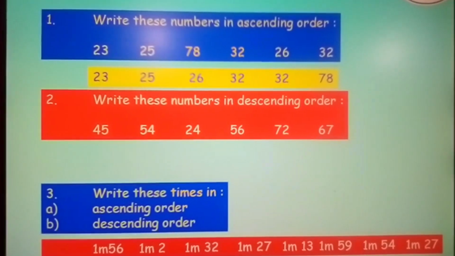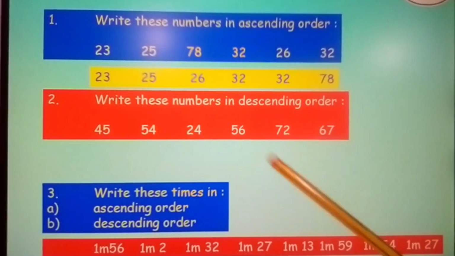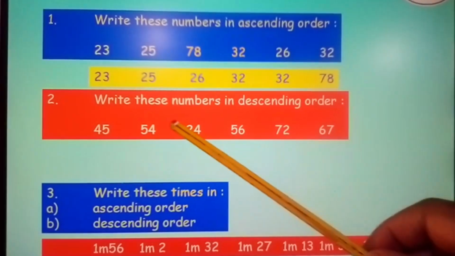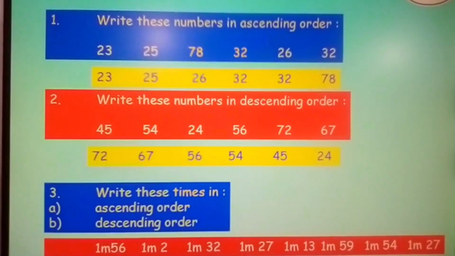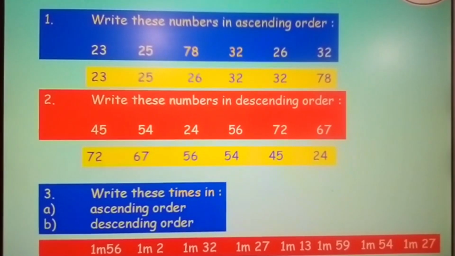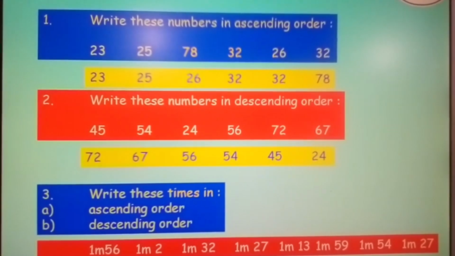And write these numbers in descending order. Okay. Ascending order, descending order. Okay. There you are. Write these times in ascending order, descending order.